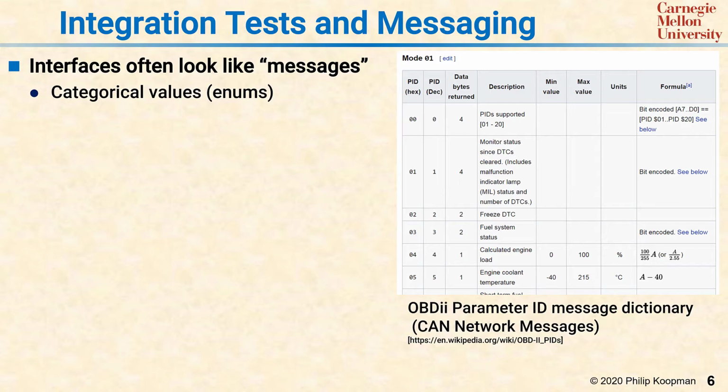This is a typical sort of message dictionary in that each message, which might be an actual network message or it might be a data structure in memory that you can access, has a descriptor with a categorical value saying what kind of message it is. Is this the engine speed? Is it the engine coolant temperature? Is it the accelerator pedal position?